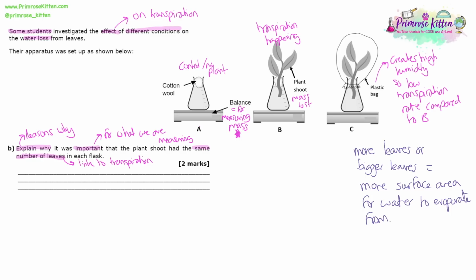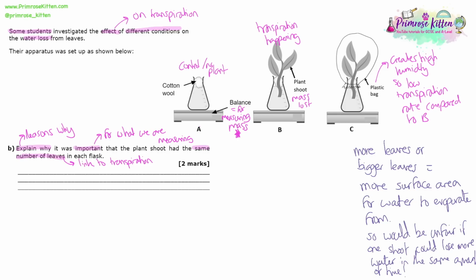And obviously the water is leaving through the stomata. So if you've got bigger leaves or you've got more leaves, you're going to have a greater surface area with more stomata, so that the plant's going to be able to lose more water in the same amount of time. So that would be unfair, especially if we're trying to compare the difference in transpiration rate or the amount of water that's being lost between B and C. Then we can't have different numbers of leaves or different numbers of stomata. Obviously, having the same number of leaves from the same type of plant doesn't necessarily guarantee that we're going to have the same number of stomata, but it's much closer than if we had different sizes of plant shoot.